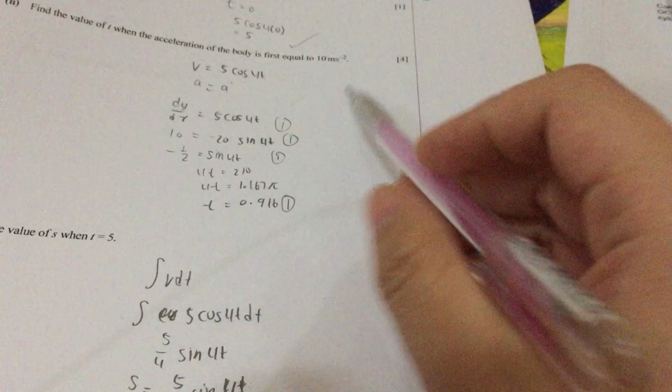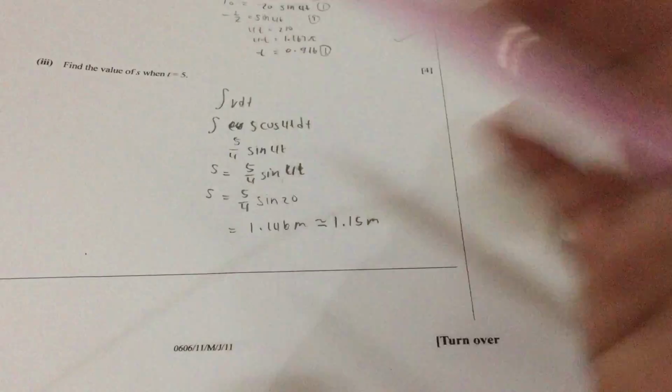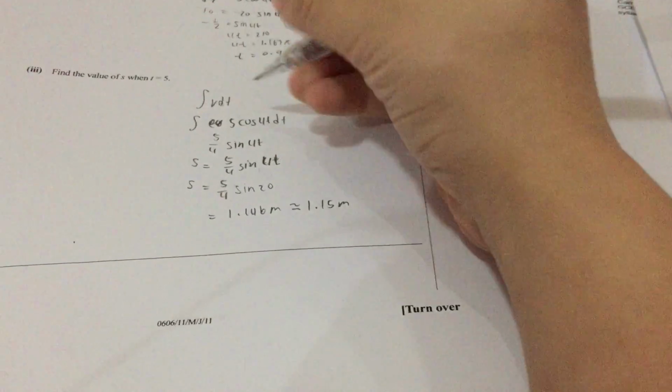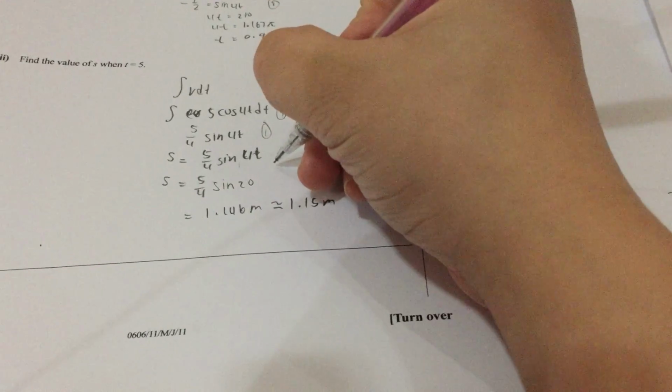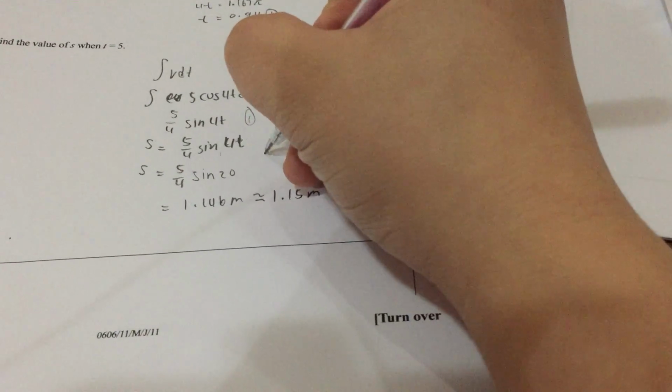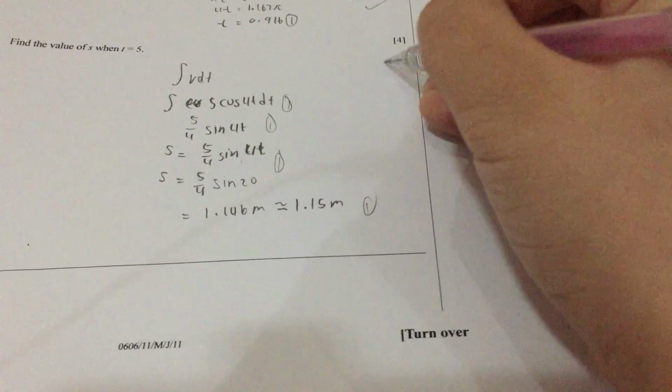When we integrate, we also need to get the correct answer in order to get this 1 mark. So the first one, we got 1 mark for correct answer, 1 mark in here, here, here, and here. For the third one, we get 1 mark for attempt to integrate with the right answer, and putting the 20 and the right answer, total 4.